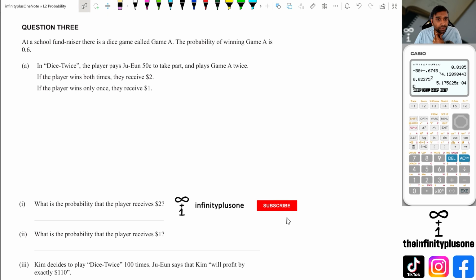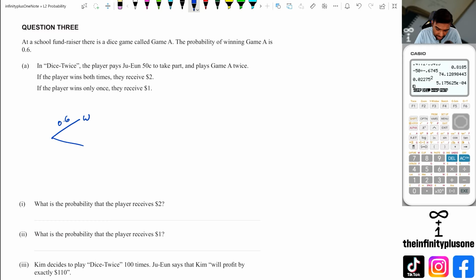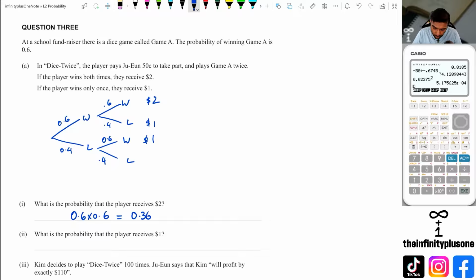All right, folks. So for question 3, what we've got is winning game A is 0.6, and it's 50 cents to take part. Plays game A twice. So you could win game A, which is 0.6, or lose, 0.4, and for each branch win and lose is 0.6, 0.4. If the player wins both times, they receive $2. If they win only once, they receive $1. What's the probability that the player receives $2? That's going to be 0.6 times 0.6, which is equal to 0.36 or 36%. That is worth an achieved.